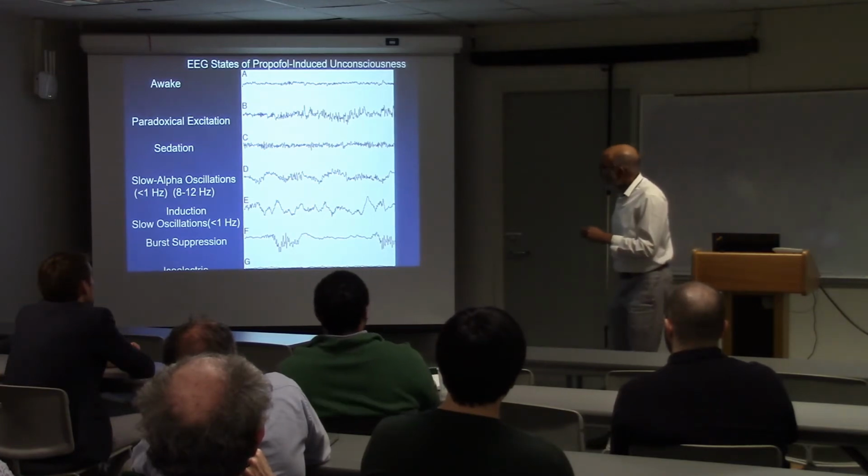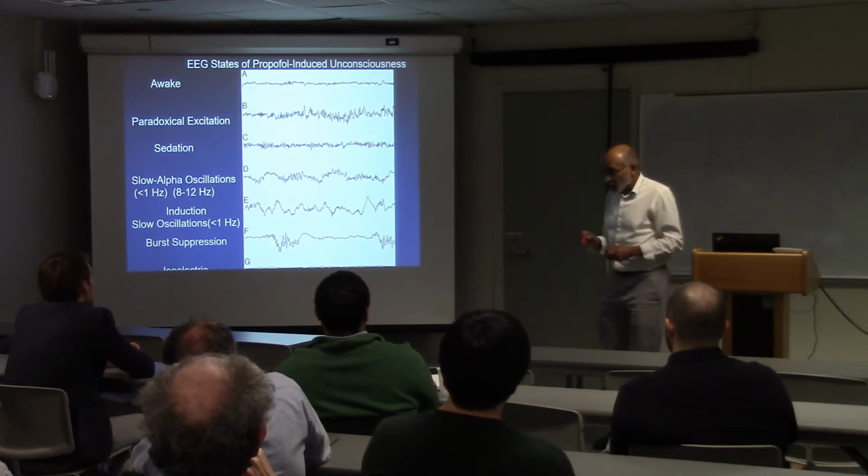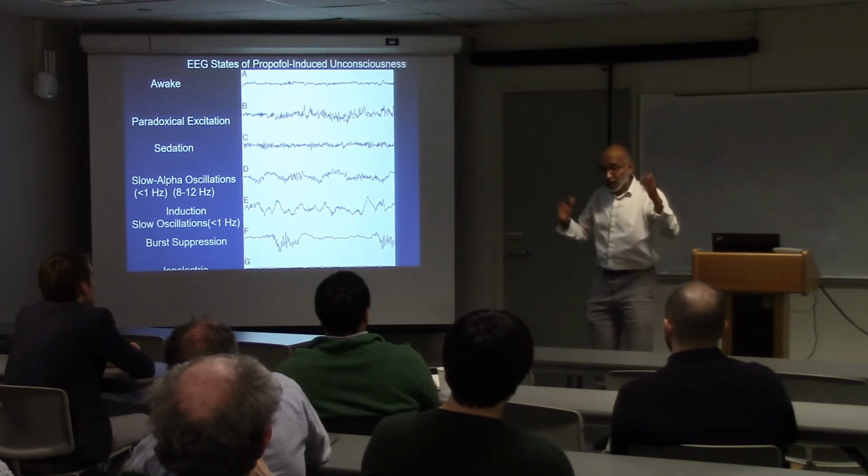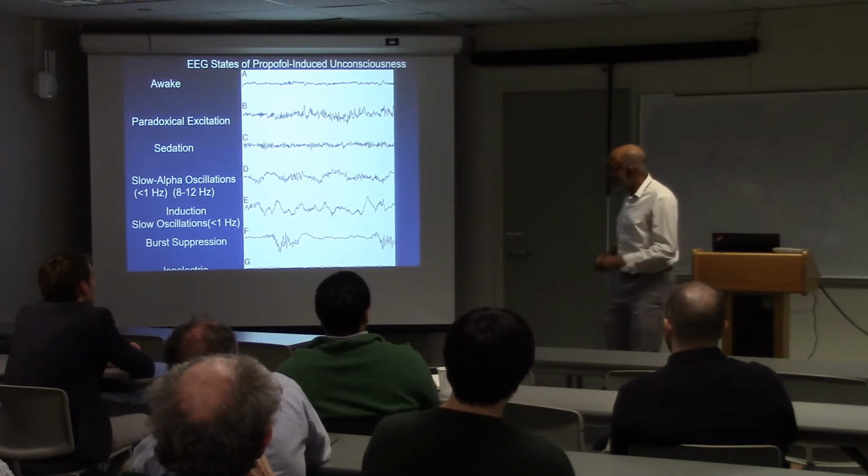So it's called paradoxical because actually if you titrate the drug very, very finely, instead of getting calm, the person actually gets quite excited. And if you stay there too long, they can start flailing around and all this sort of thing. And that's why it's called paradoxical, so the drug should inhibit you, but you actually get excited.